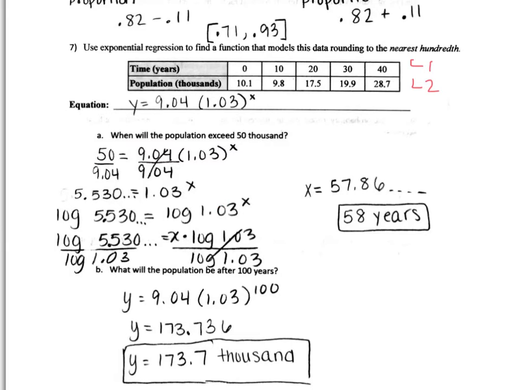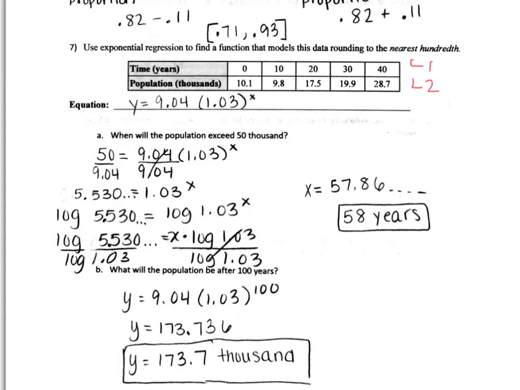Then I log both sides, drop the power like it's hot, and now I can divide by log 1.03 and get my final answer. Now, if you got something a little different than this, you need to make sure that you're using all of these decimal values. So when you do 50 divided by 9.04, you'll get a decimal with a whole bunch of other numbers. Don't hit clear, hit log of answer, so you have the whole entire decimal. And you should get about 58 years.